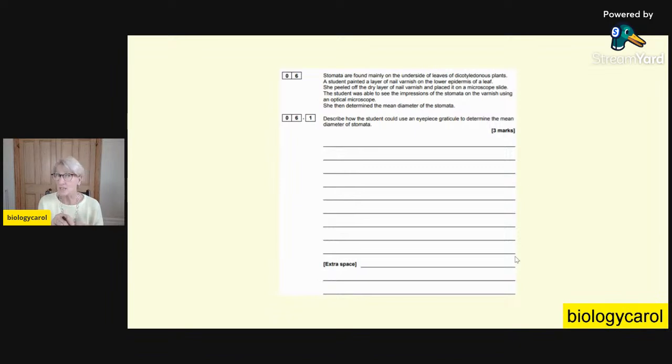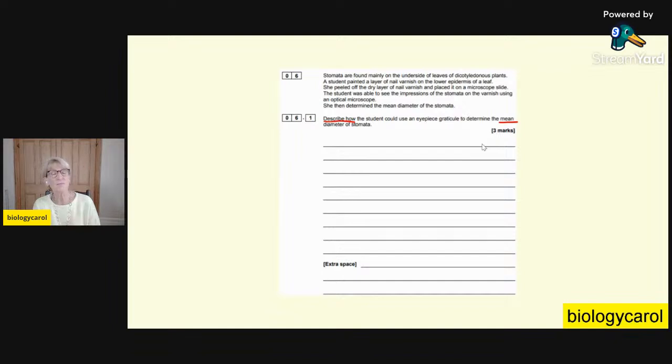She then determined the mean diameter of the stomata. Describe how the student could use an eyepiece graticule to determine the mean diameter of the stomata. Now, if you have no idea of the answer, can I give you a tip to tell you how you can get a mark for any kind of question like this, where it is, describe how, in other words, give me some method, and it has the word mean in it.